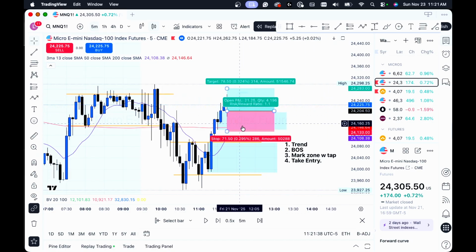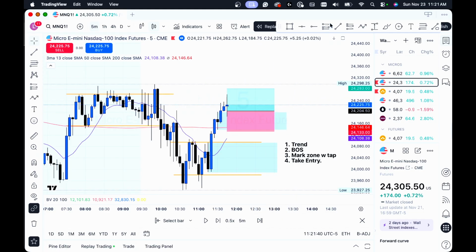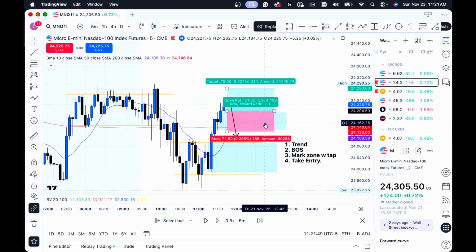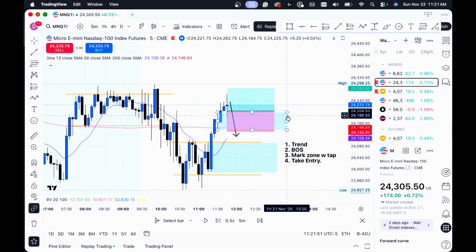My stop loss is over the zone because if price comes and violates the entire zone, that means my whole bias is done. You know what I'm saying? The zone is violated, invalidated. All right. The zone is invalidated. That means my whole trade idea is thrown in the trash. Because price done violated the zone.